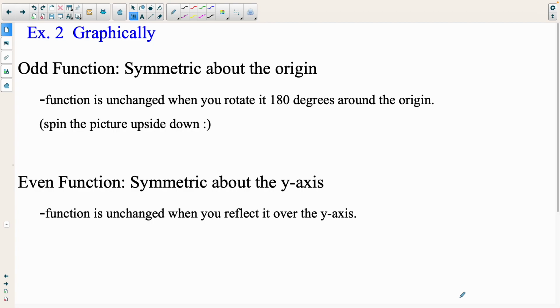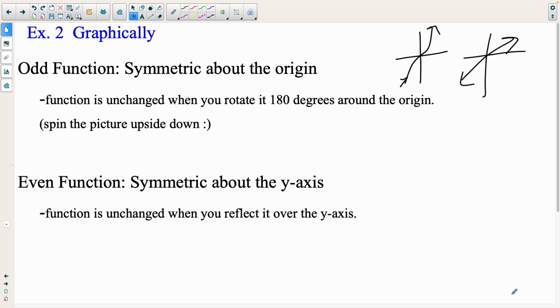So lastly, I'm just going to show you how to look at these graphically. An odd function, like I mentioned at the very beginning, is symmetric around the origin. They also say about, that just means like around. So, if you think of any of the odd functions that we know, if you have something that's positive and positive, it's going to also be negative and negative.